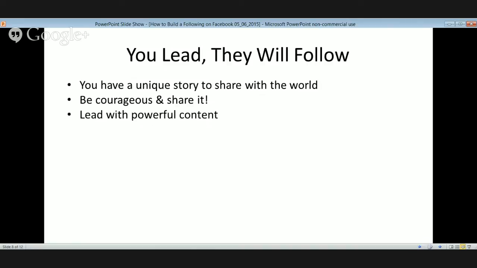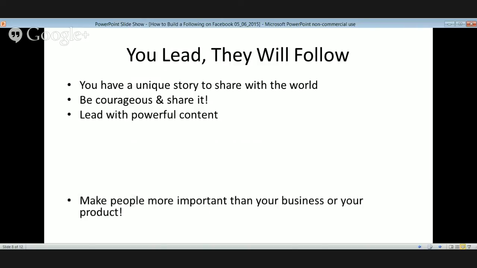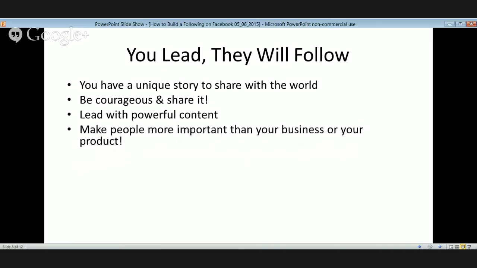We have to lead with powerful content that's going to help people, the audience that you are attracting. It's got to help them live a better life. It's got to help them live a bigger life, help them have hope for their future. If you will make people more important than your business or your product, you will be successful. Make it about serving people. Your business will grow as a byproduct of that.